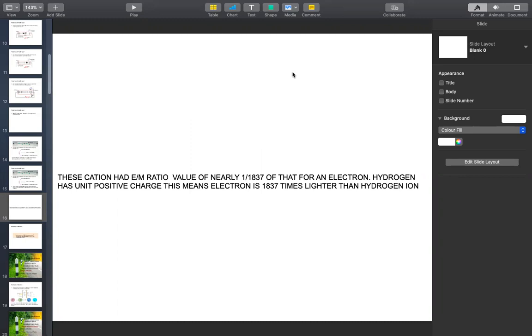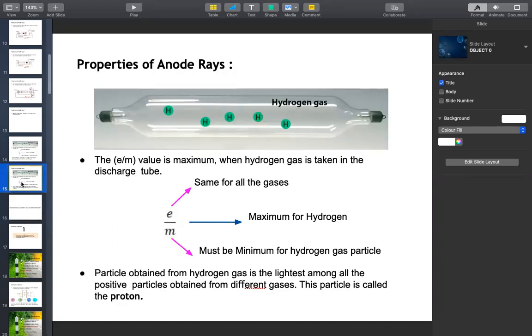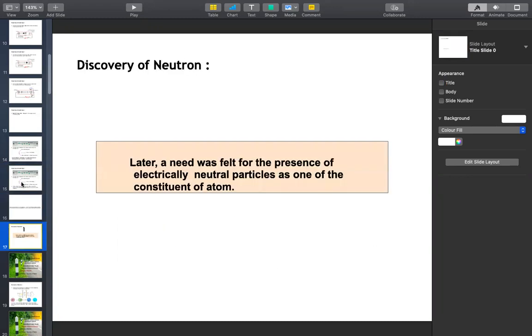So that was the first time the mass of the proton was considered, and this is how the proton was discovered. With this, proton is over. Next is the discovery of the neutron.